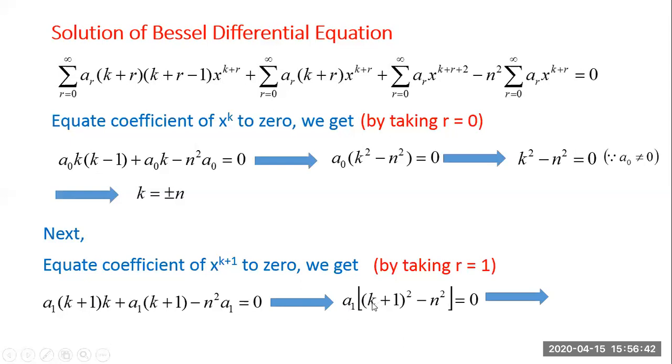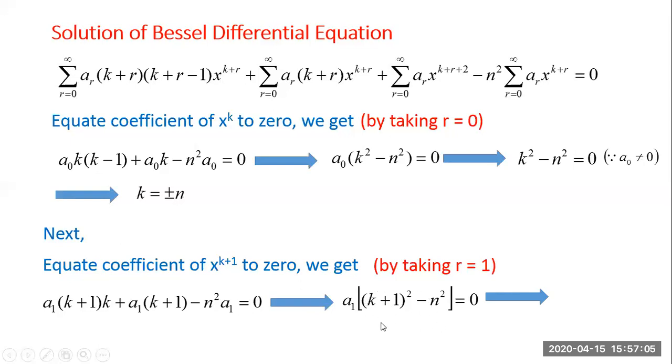But the value of k is either plus n or minus n. So if I take k is equal to n, I get (n plus 1) whole square minus n square. So (n plus 1) whole square minus n square can never be 0. Similarly, if I take k is equal to minus n, I get (minus n plus 1) whole square minus n square. So this is also not 0.